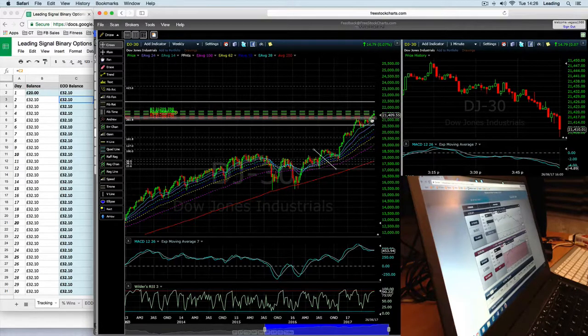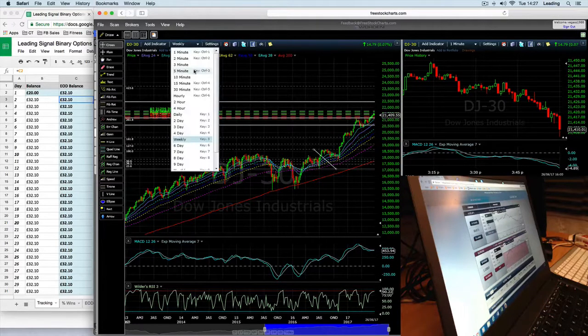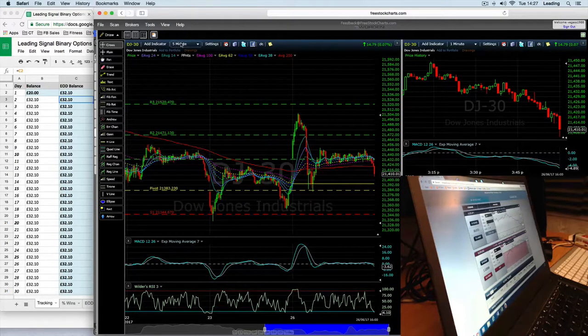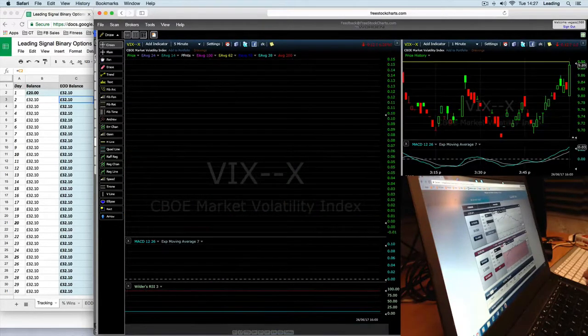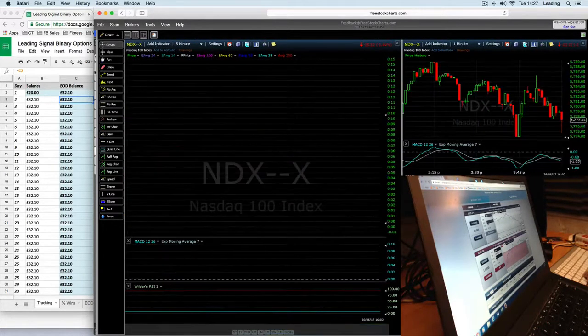Anyway, there should be a pullback. It'll probably pull back to about this level, and then it should hopefully continue up, just based on the chart. That's not based on any news or anything, so I could be wrong. VIX, nah.